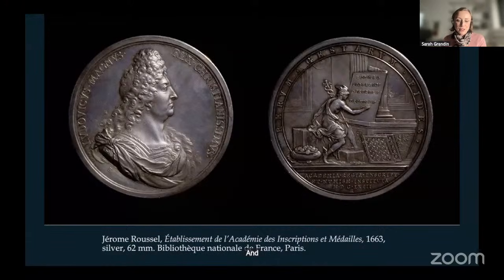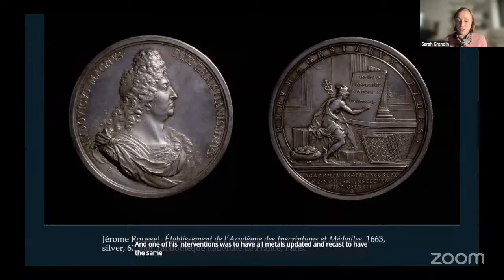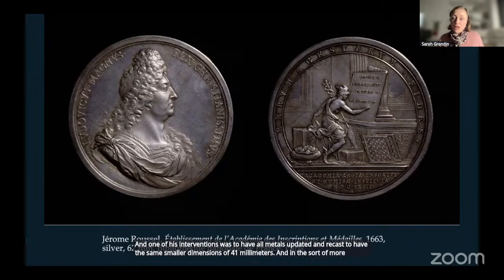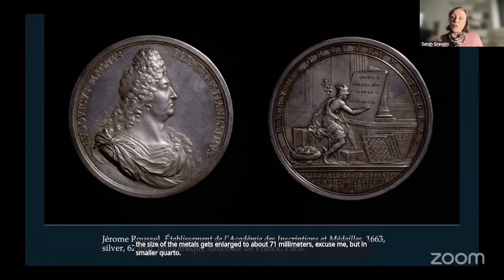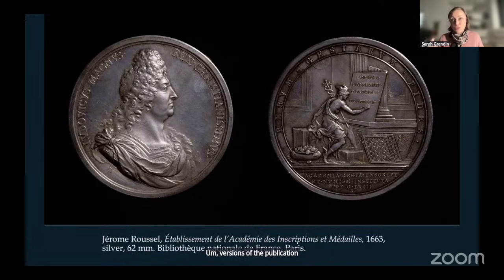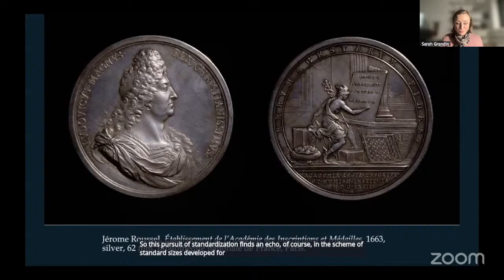And one of his interventions was to have all medals updated and recast to have the same smaller dimensions of 41 millimeters. In the more luxurious, larger format folios, the size of the medals gets enlarged to about 71 millimeters, but in smaller quarto versions of the publication, they are reproduced at actual size as 41 millimeters. So this pursuit of standardization finds an echo, of course, in the scheme of standard sizes developed for the Romain du Roi.